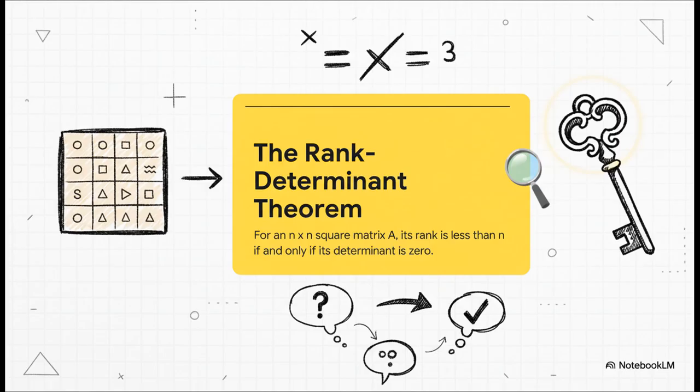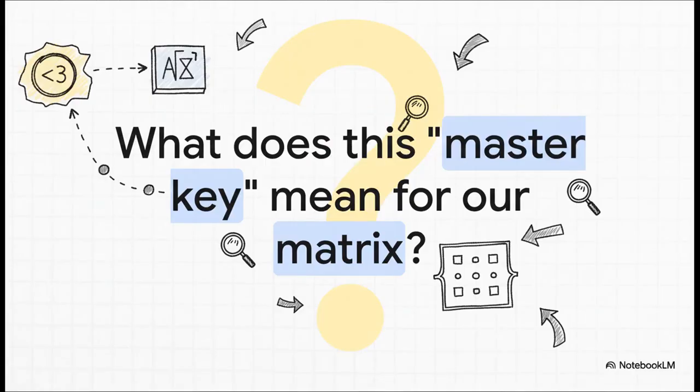Basically, it says that for any square matrix, its rank is less than its full size if and only if its determinant is 0. So for our 3x3 matrix, this theorem is our master key. When the question says rank less than 3, it's really just a secret code for the determinant is 0. So let's connect those dots, right? We have a condition about rank. We have a theorem that translates that condition into something we can actually calculate.